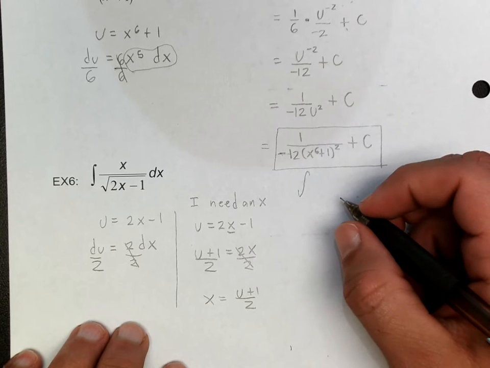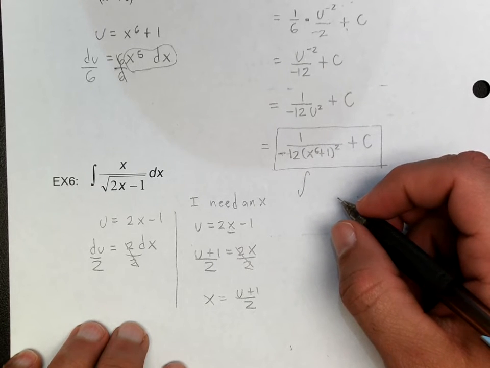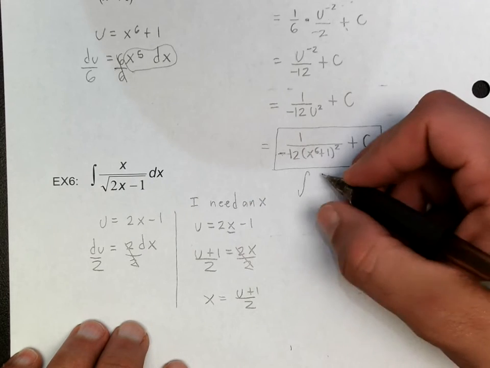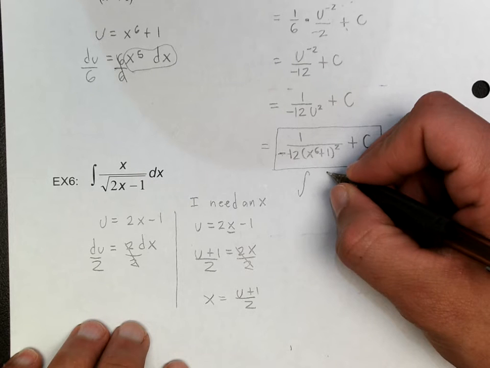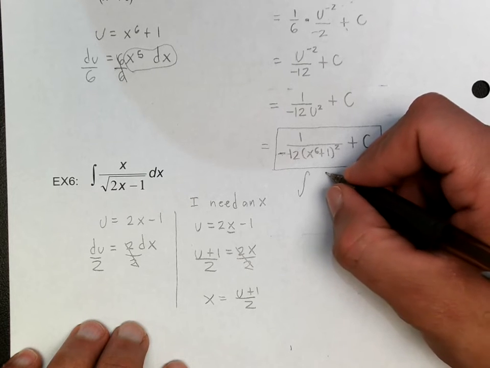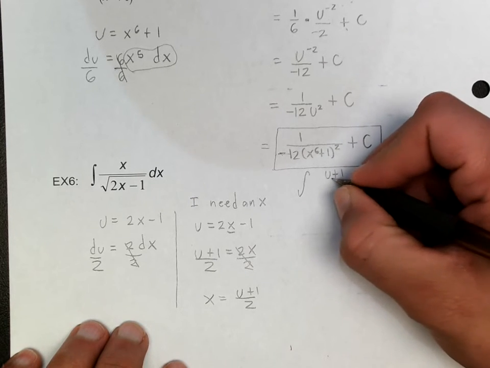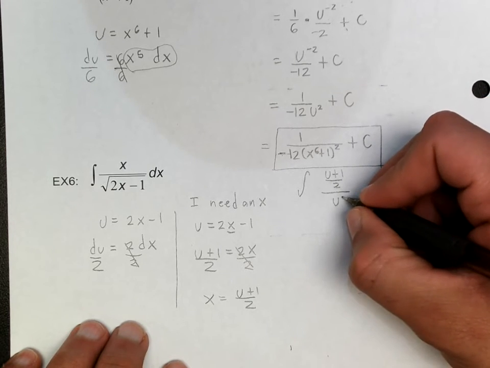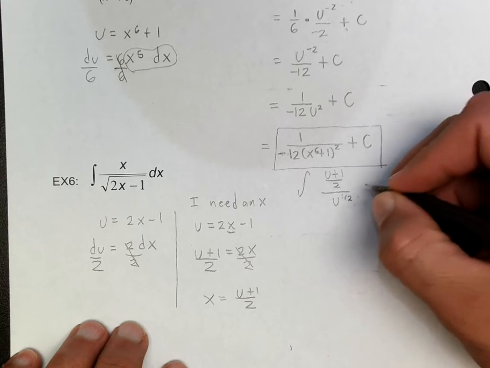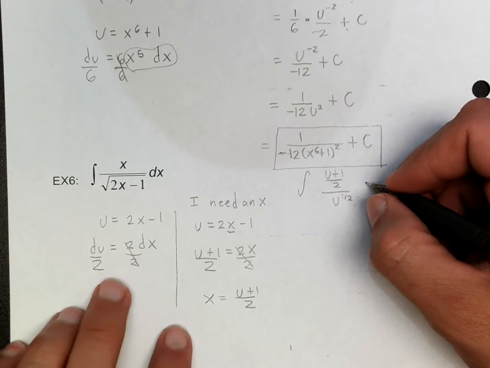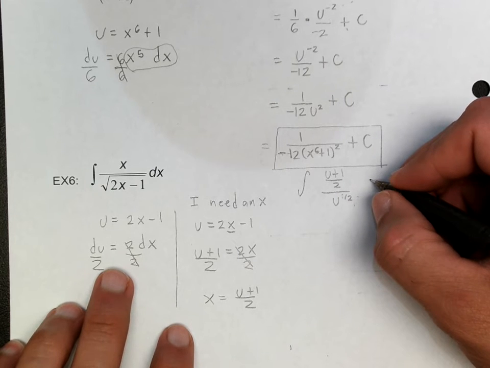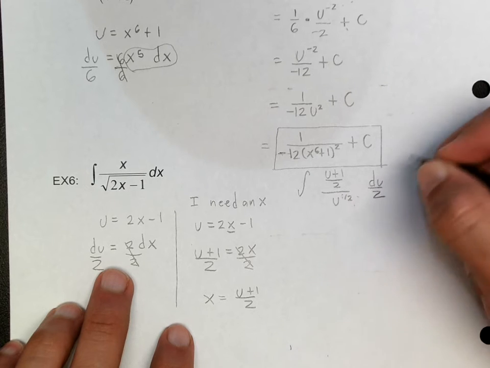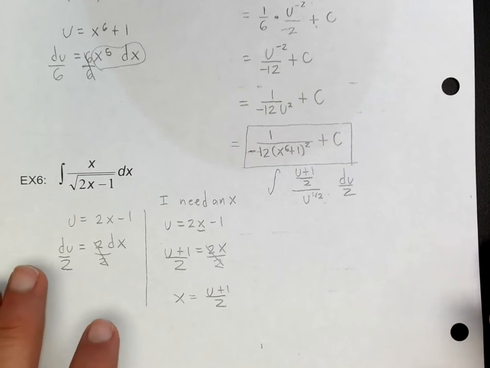I'm going to have the integral of, notice that this x right here is now u plus 1, and I guess I'm going to have to write it like this, hopefully you understand that. U plus 1 over 2, over u to the 1/2 power. And then finally dx. The du and dx, this is going to be du over 2.